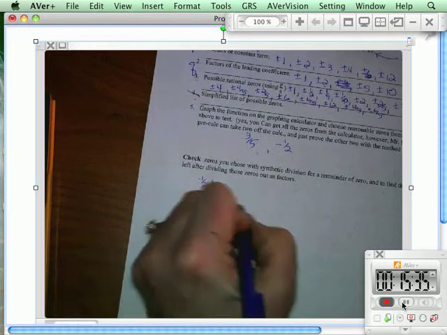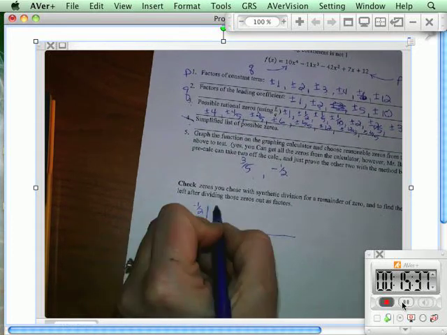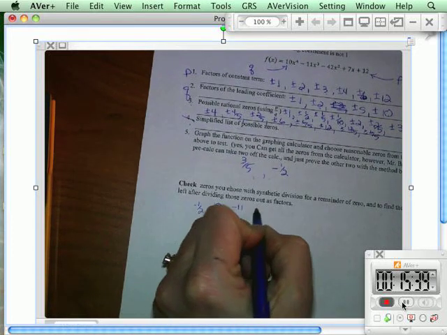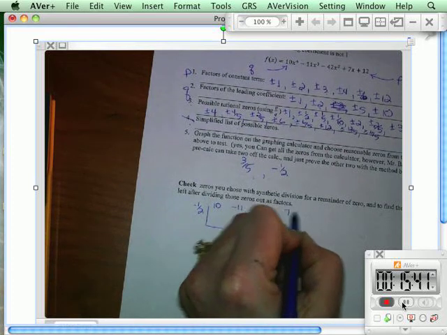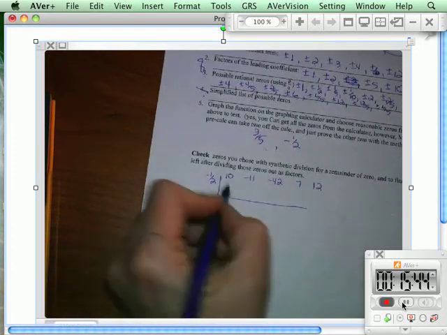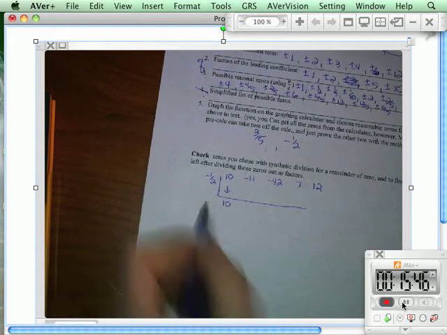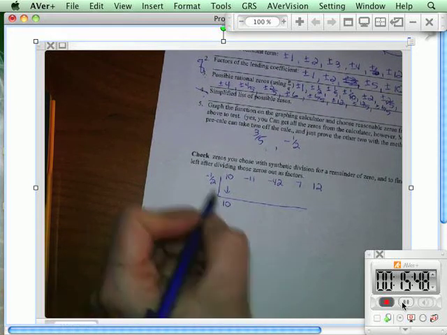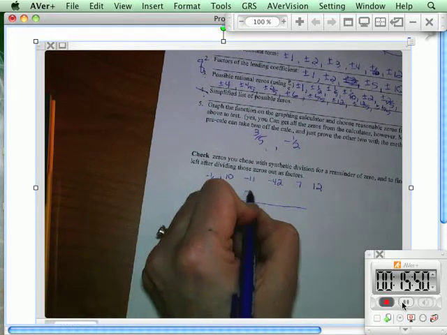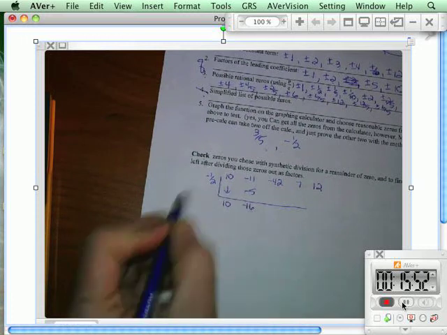My coefficients are 10, negative 11, negative 42, 7, and 12. Okay, bring down the 10. Half of 10, negative, is negative 5. This becomes negative 16. Half of negative 16 is positive 8.